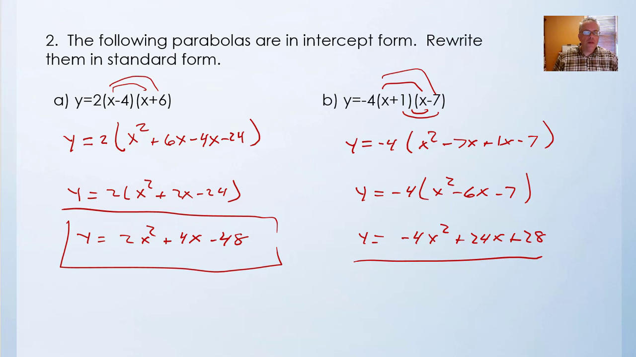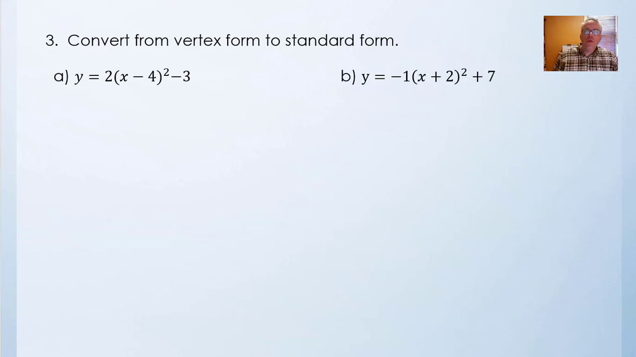All right, I've got one last thing to show you. So these are in vertex form. Again, we'll learn about that very soon. But we want to convert them to standard form. Notice they have a binomial squared. So we can think of this as 2 times x minus 4 times x minus 4, minus 3. X minus 4 squared is x minus 4 times itself. So my plan is to multiply this out, multiply it by 2, and then subtract the 3.